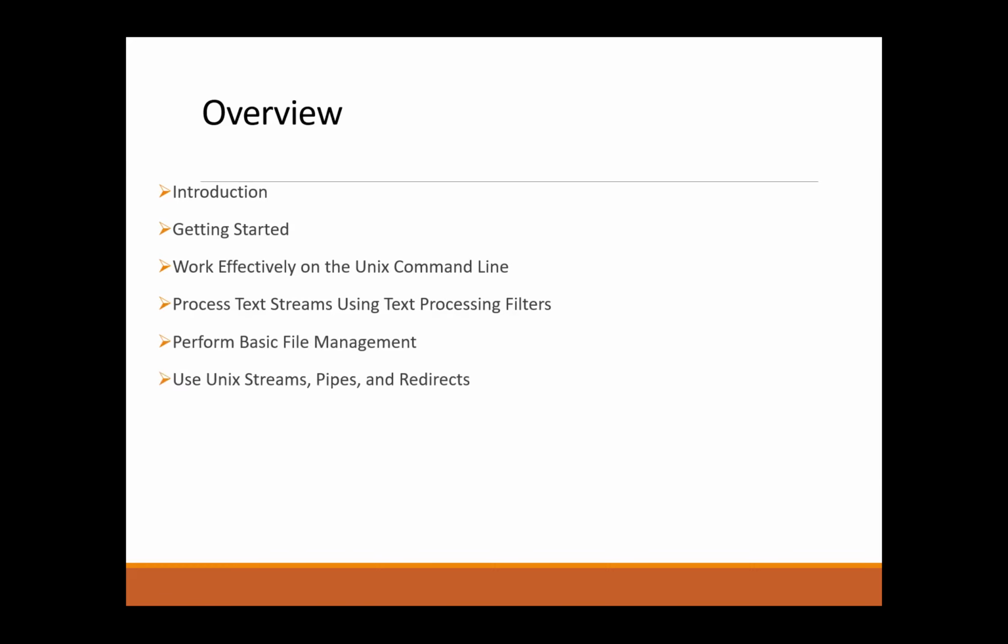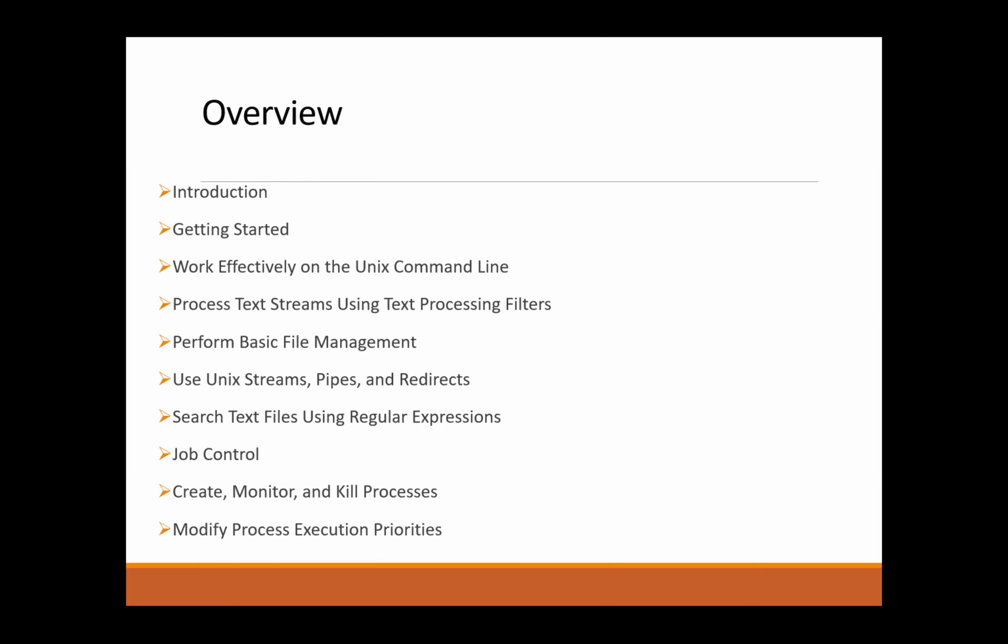Then we will have pipes, redirects, searches, text files, regular expressions, job controls. We would cover creating and monitoring the processes which are running on the systems. Then we will modify process execution priorities, because every process is executed on the Linux OS with a priority. So if you want to customize the process, you always have the option of altering priorities according to your requirement. Another thing we will be learning about is the file system concepts for Unix.